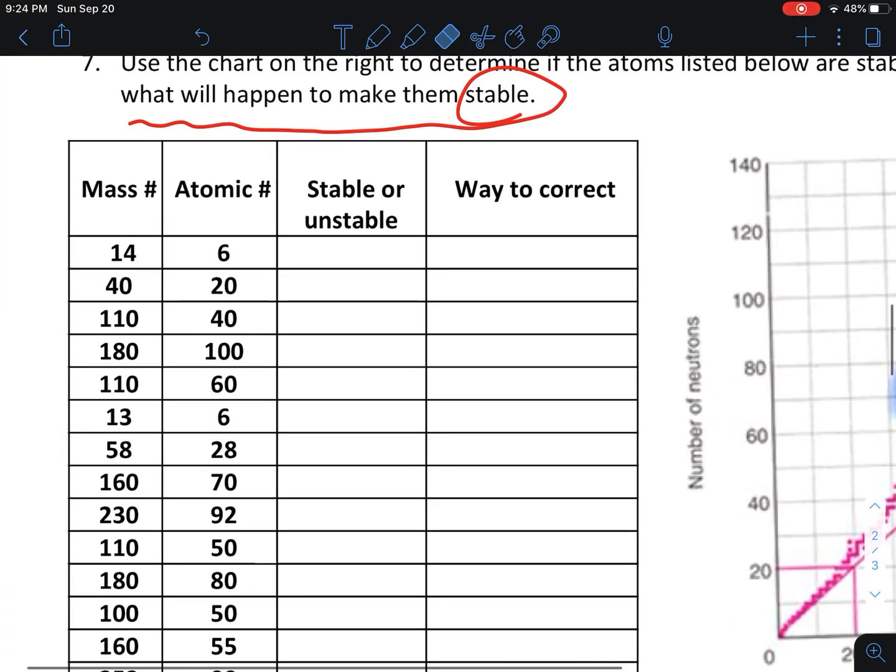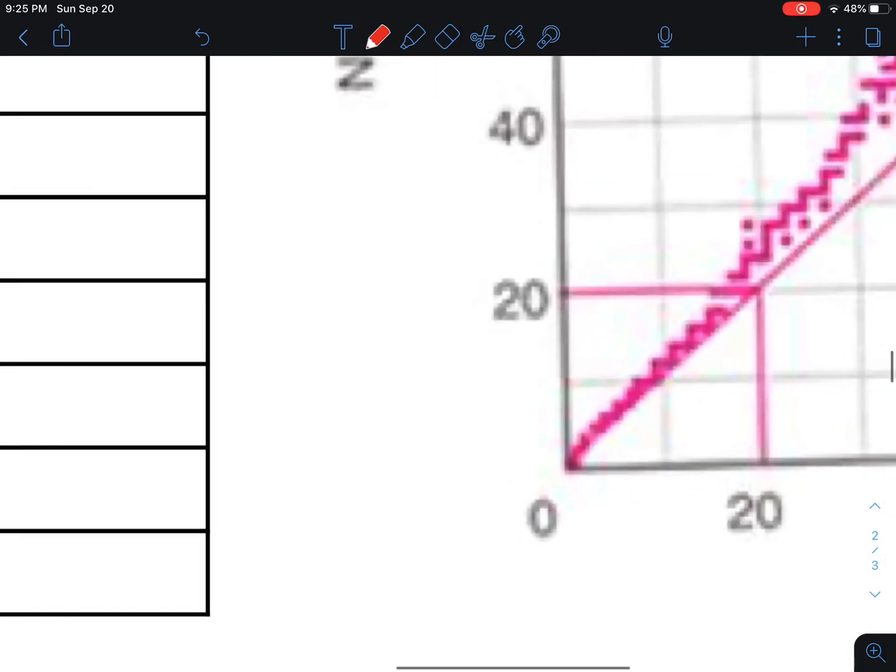So this very first one is mass of 14, atomic number of 6. This is carbon. So remember, mass number is protons plus neutrons. This is the atomic number, which is the number of protons. So 6 protons, 8 neutrons. Looking down here, it's kind of hard to see, but this is like a 1-to-1 ratio. So if I have 8 neutrons and 6 protons, it's going to get me right above that range.